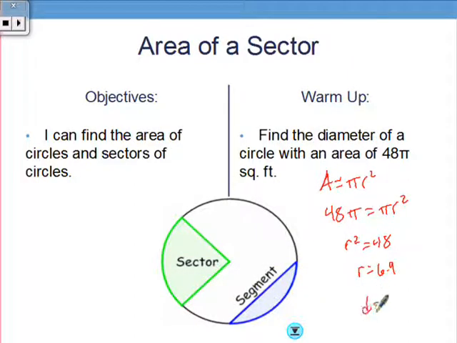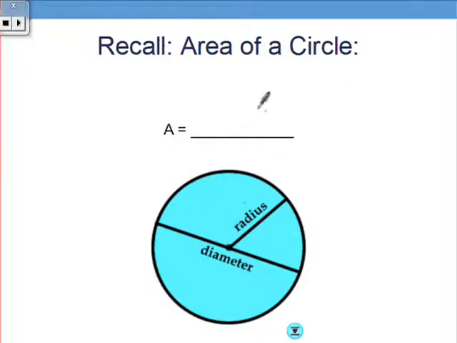So the diameter equals 13, yikes, what happened there? 13.8. Okay, simple as that, solving a simple equation. So area formula for a circle, pi r squared, we know that. We know what the diameter is, we know what the radius is. If this slide is giving you any trouble, bang your head against your computer for a little while and then try looking at it again.